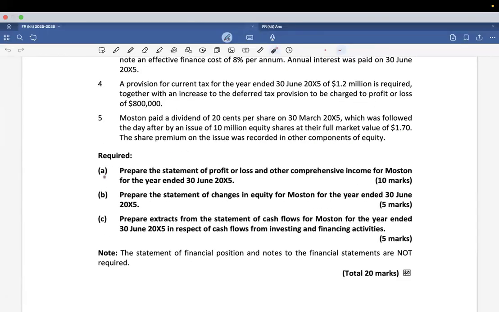first and then go right back to the requirements. Requirements are really important in essays. They give you an insight into what we have to finish. Clear? So here they have already told you they need SOPL.